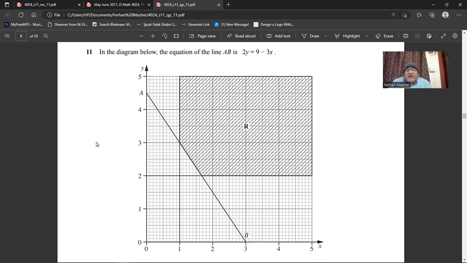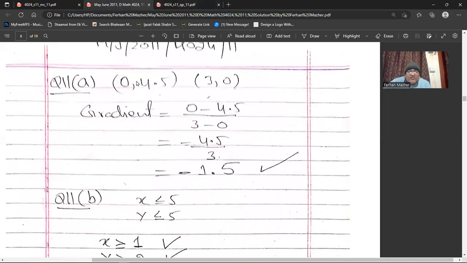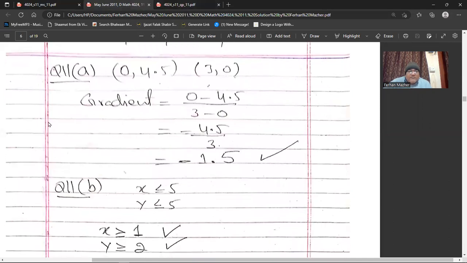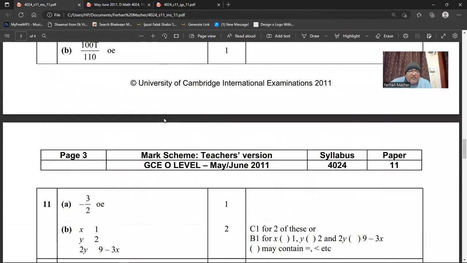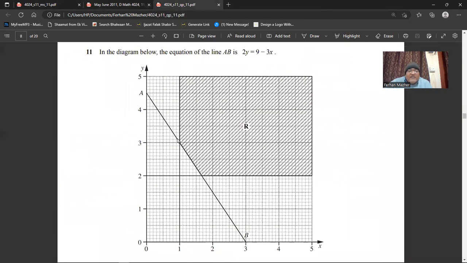The formula is y2 minus y1 divided by x2 minus x1. And that will give you the gradient. I have done by this method. Let me show you first this, then I will show you the second method also. So the gradient will be 0 minus 4.5 divided by 3 minus 0, and that will be minus 4.5 divided by 3, and that will be minus 1.5. The gradient will be minus 1.5, minus 3 by 2, which is minus 1.5. So our answer is right.